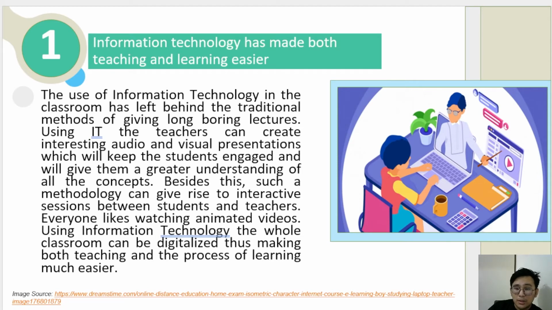Besides this, we can also give a new methodology that uses IT, something like an interactive session between faculty members. So maybe we can watch animated videos, or use digitalized information technology, so it could make the learning process easier. And it doesn't stop there, because as I said earlier, the potential is limitless.